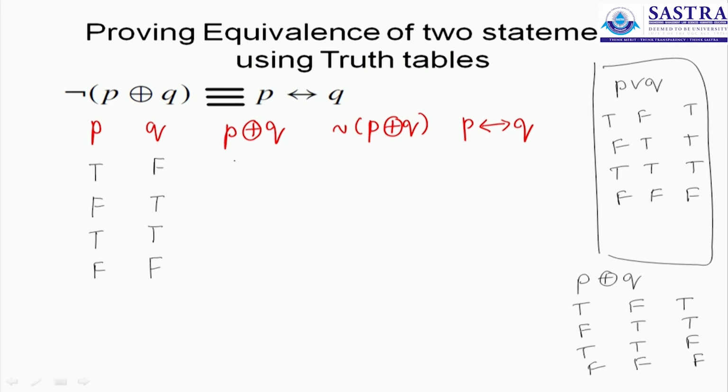Only when exactly one of them is true, you return a true value. So only rows 1 and 2 are true, 3 and 4 will be deemed false. And column 4 wants you to negate column 3. So we'll just flip the answers. Easy. Column 5 is a biconditional between columns 1 and 2.